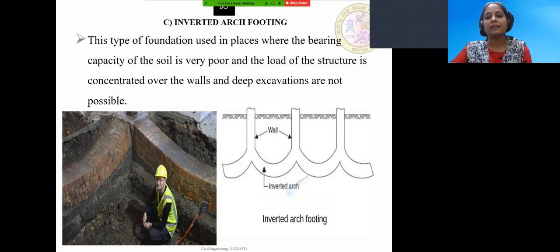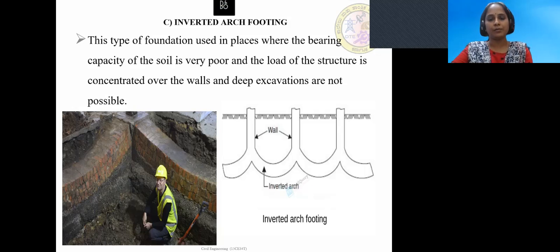So again, it consists of a row of piers, 1 2 3. So you can see row of piers, okay, with an inverted arch. Okay, so you can see the 3D picture of inverted arch also over here. So usually this kind of structures are used to construct bridges, reservoirs, again to support drainage pipelines. Okay, so I think you have understood the inverted arch footing.